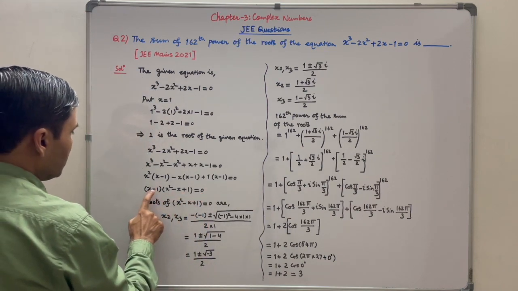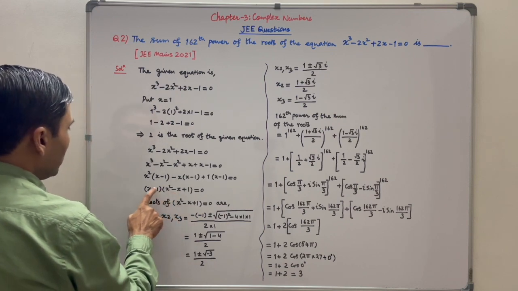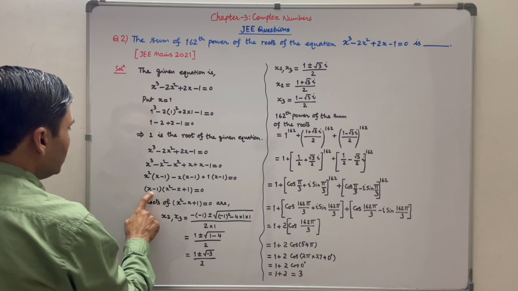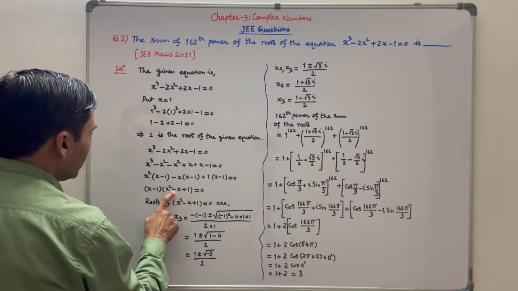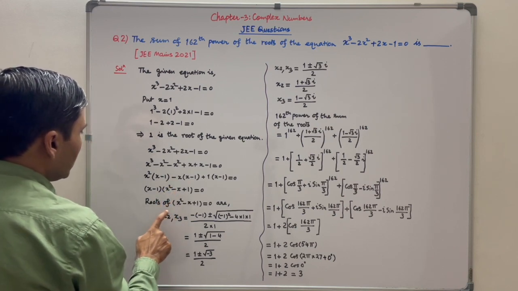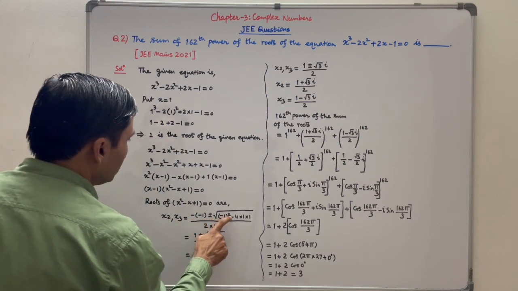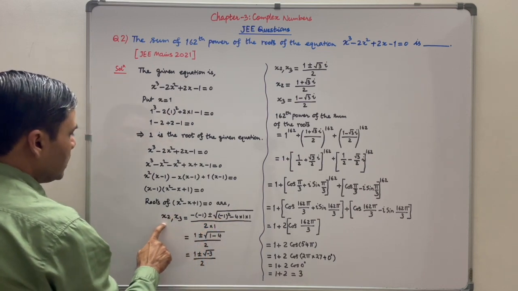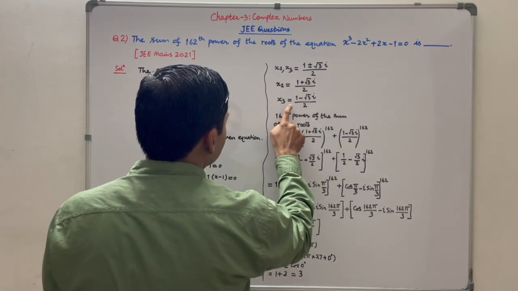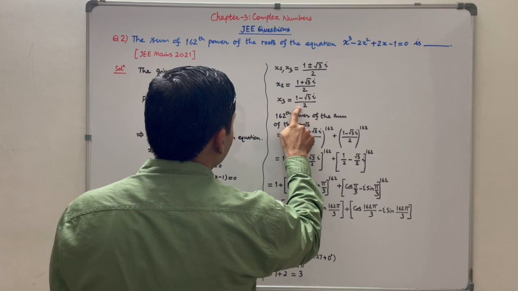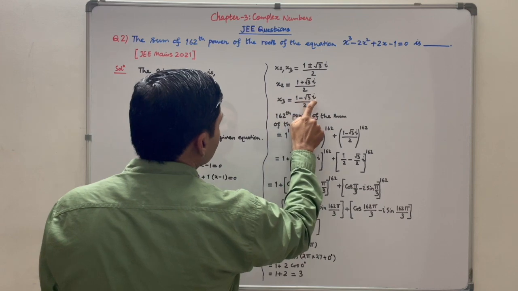This means either x minus 1 is equal to 0 or x square minus x plus 1 is equal to 0. We have already seen that x is equal to 1 is one root of the given equation. Other two roots we will find from this quadratic equation. Let us say other two roots are x2 and x3. So x2, x3 is equal to minus b plus minus under root b square minus 4ac upon 2a. So x2 and x3 come out to be x2 is equal to 1 plus root 3i by 2 and x3 is equal to 1 minus root 3i by 2. So the three roots are 1, 1 plus root 3i by 2 and 1 minus root 3i by 2.